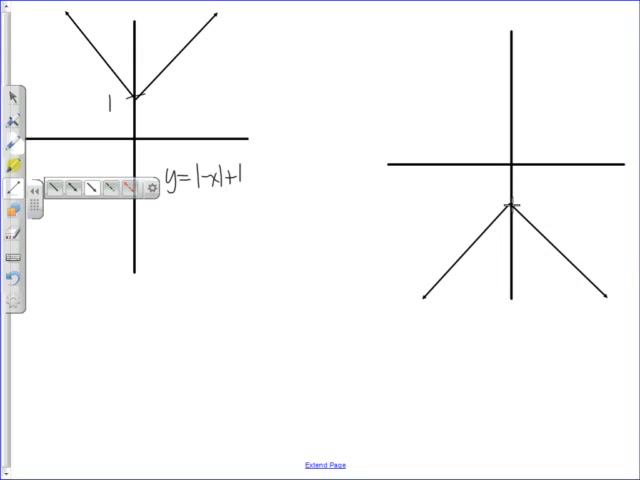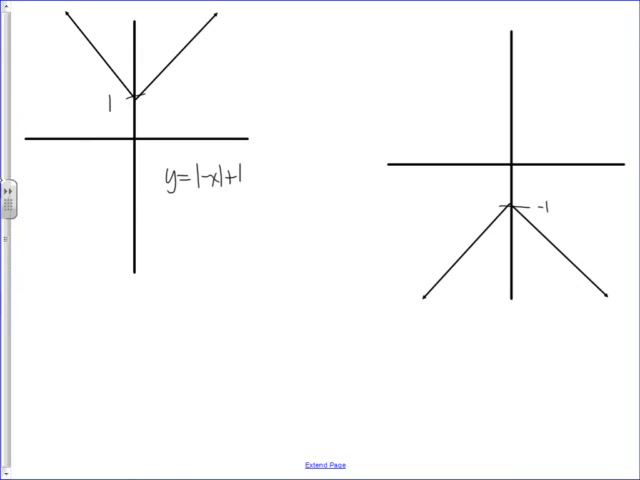So keep in mind, it's like we put a mirror at the x-axis. So this is -1 now. So we completely flipped it across the x. So from here to here, it's a reflection across the x-axis.